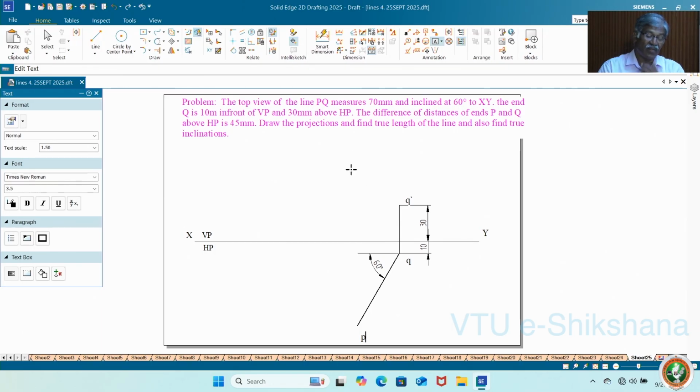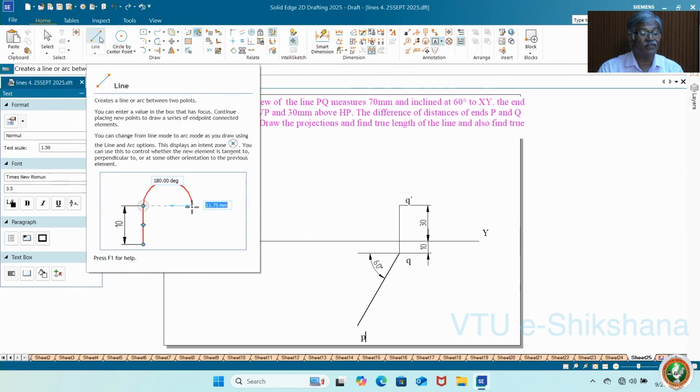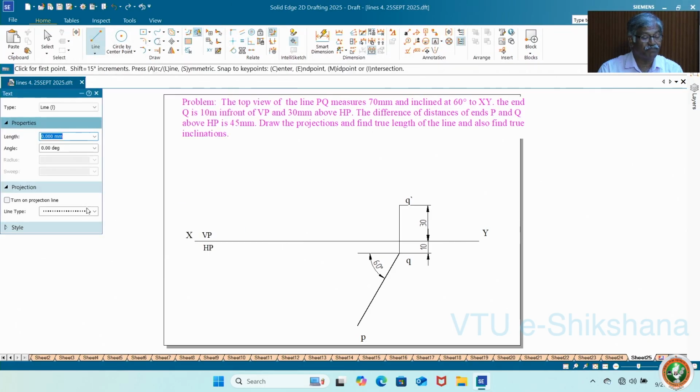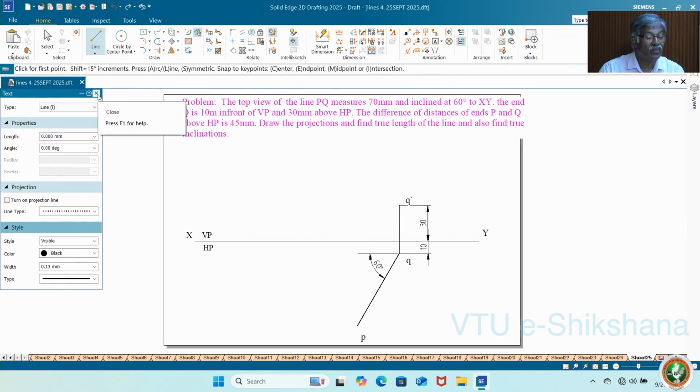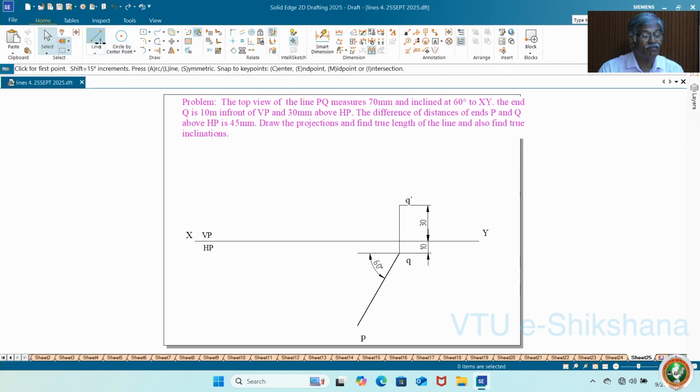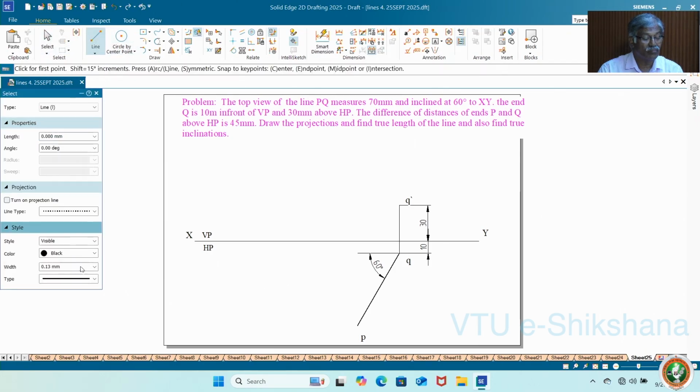Now before that, let me use this. The difference of distances of ends P and Q above HP is 45 mm. See, this is 30. Above this you have to take 45. Then it becomes the distance of end P above HP, 45 mm. So measure from this point, yeah, 30.